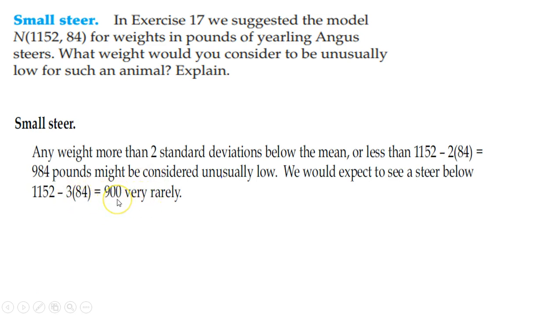If we get even more rare, and ironically enough we're talking about meat, but if we get even more rare, would be 3 standard deviations above. So anything that's below 900, that would be really rare. Anything above 1404, that's also extremely rare.